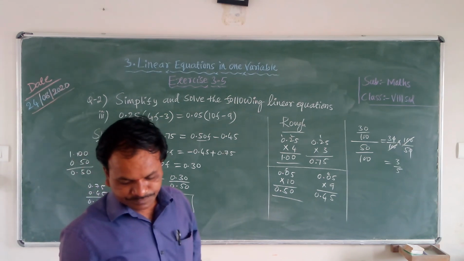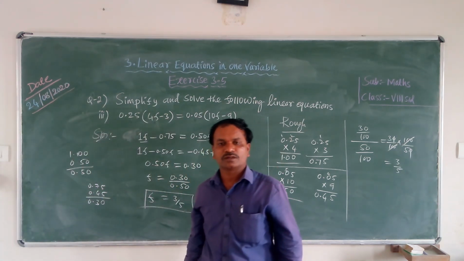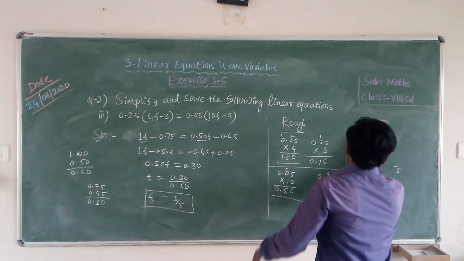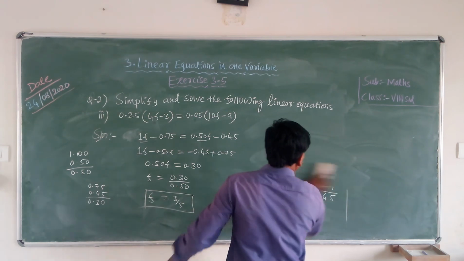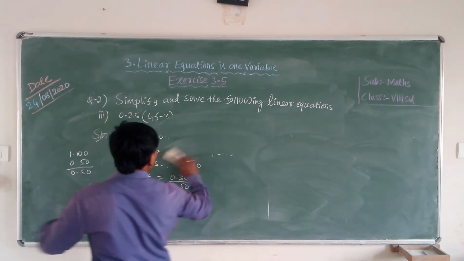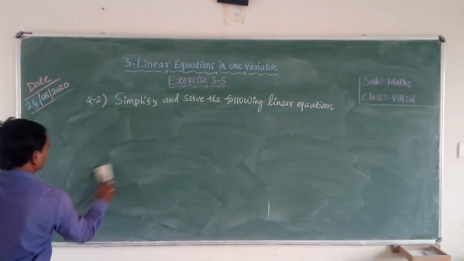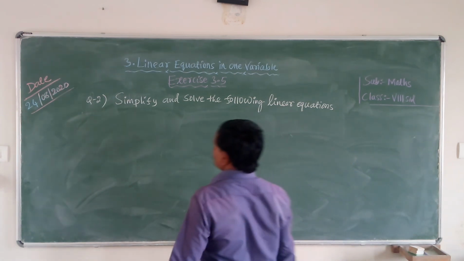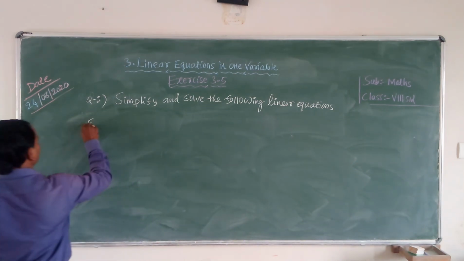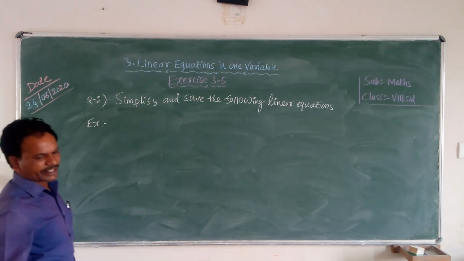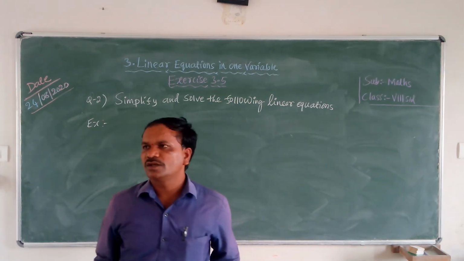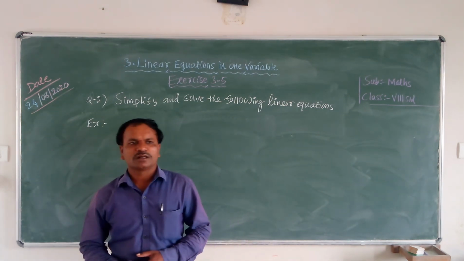Here decimal points are over. Now, for example, one problem is there. I will show that example problem and explain.